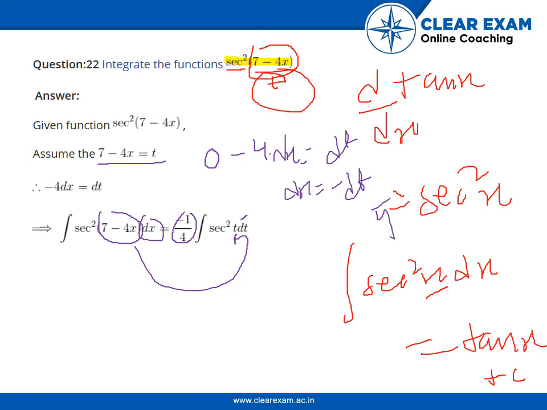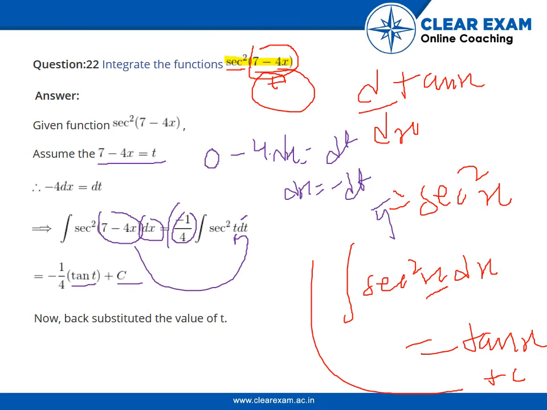So our simplified expression is sec square t dt multiplied by a constant. The integration of sec square t is tan t, as I showed you here. So our integration is tan t plus c, and it was multiplied by a constant, minus 1 by 4. So minus 1 by 4 also comes down here, and our answer is minus 1 by 4 tan t plus c.